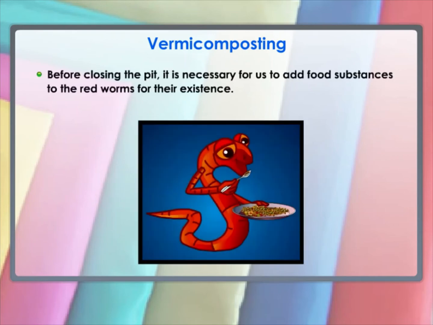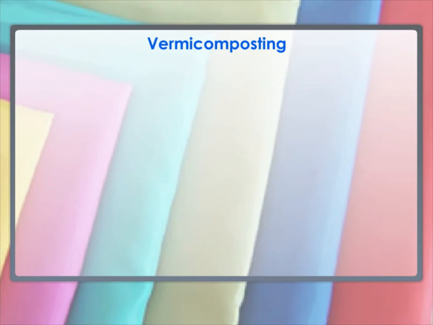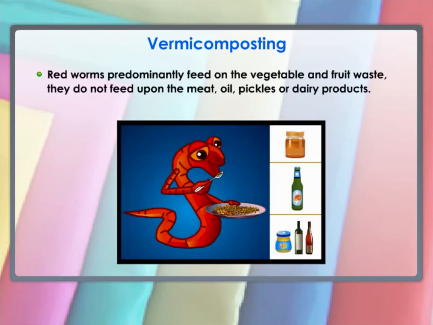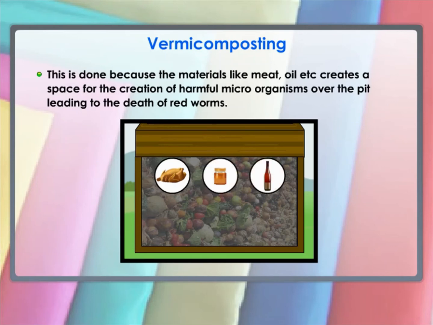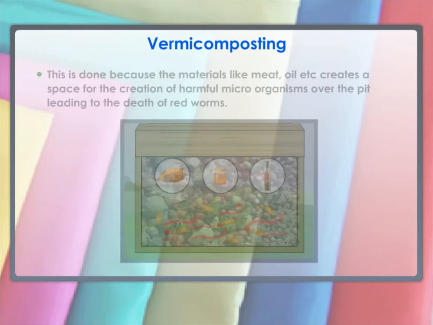Before closing the pit, it is necessary for us to add food substances to the red worms for their existence. Red worms predominantly feed on vegetable and fruit waste. They do not feed upon meat, oil, pickle, or dairy products. This is because materials like meat, oil, etc. create a space for the creation of harmful microorganisms over the pit, leading to the death of red worms.